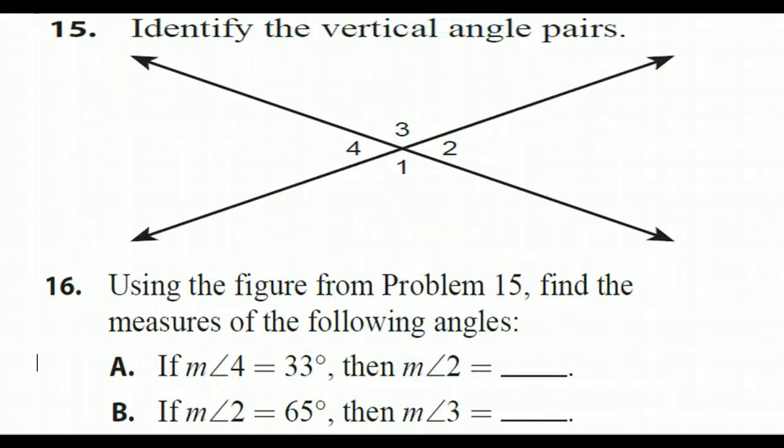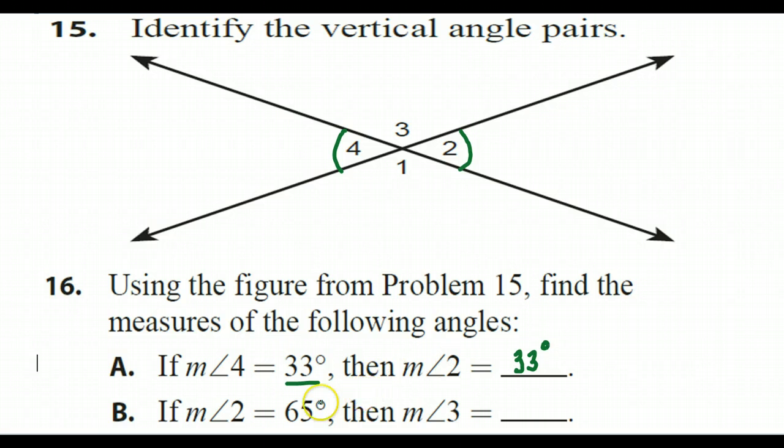So for problem 16, we're going to take that knowledge that we have that angle 4 and angle 2 are equal and apply it. So 16 says, using the figure from problem 15, find the measures of the following angles. So we know that angle 4 and angle 2 are vertical, and they are equal. So if angle 4 is 33 degrees, then angle 2 is going to be the same thing, 33 degrees.